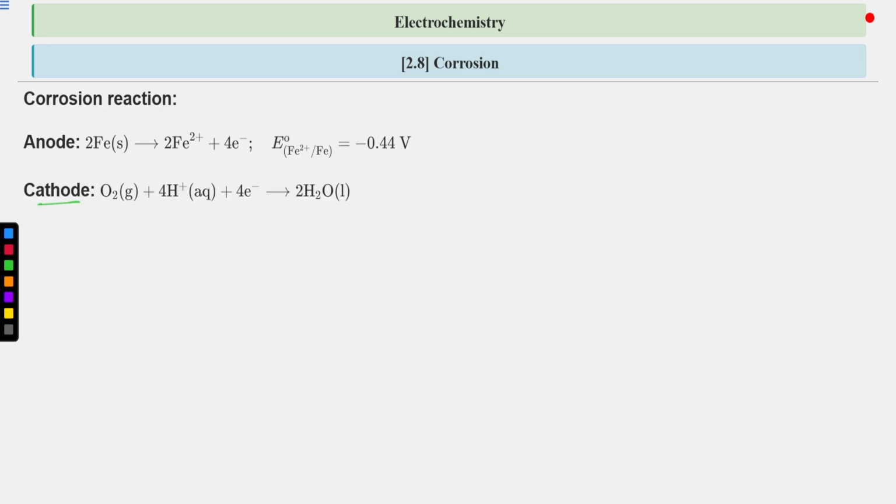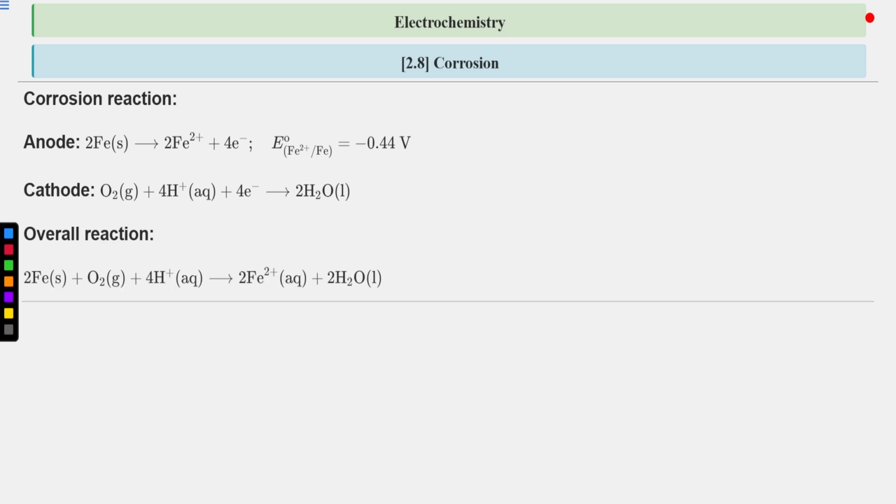Now, on the cathode, the reaction happening is that oxygen is combining with 4 protons and also gaining the 4 electrons which are lost by the anode. At the cathode, we have water molecules produced by the combination of oxygen, 4 protons and 4 electrons. Now, the overall reaction for the corrosion will be the sum of these two reactions. So let's see.